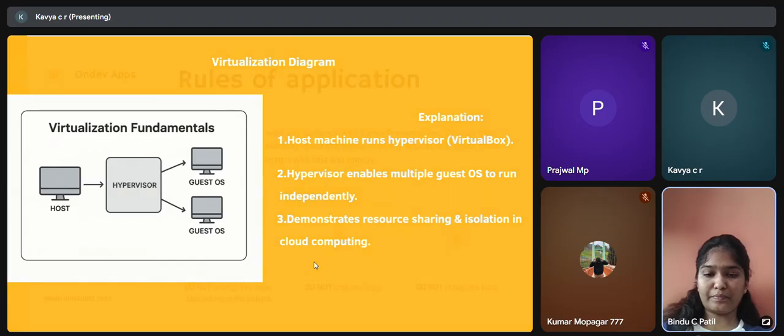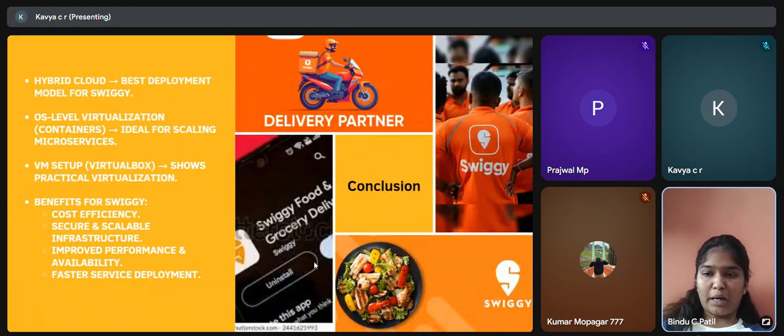Next is coming to the conclusion part. Hybrid cloud is the most suitable model for Swiggy. It offers scalability, data security, and cost efficiency. Sensitive data like payments and user info can stay on a private cloud, while large scale operations run on a public cloud.